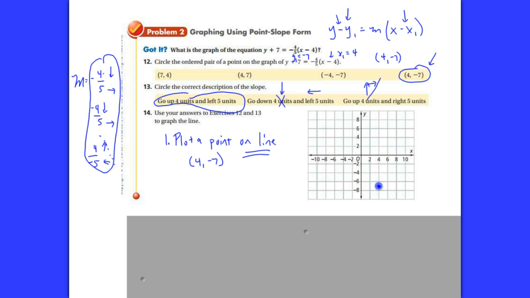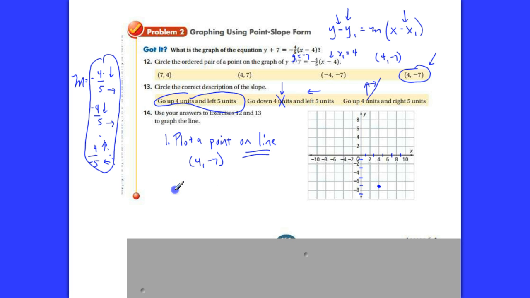Now before I go on, I just realized something. Notice that these are counting by 2's, and when we do the slope, we actually need to count by 1. So I'm going to put these little marks in here just to remind myself that that's 2 marks right there. So when we do the slope here, you have to count it correctly to get your line graphed right. So number 2, after you've plotted a point on the line, what you have to do is use the slope to find another point.